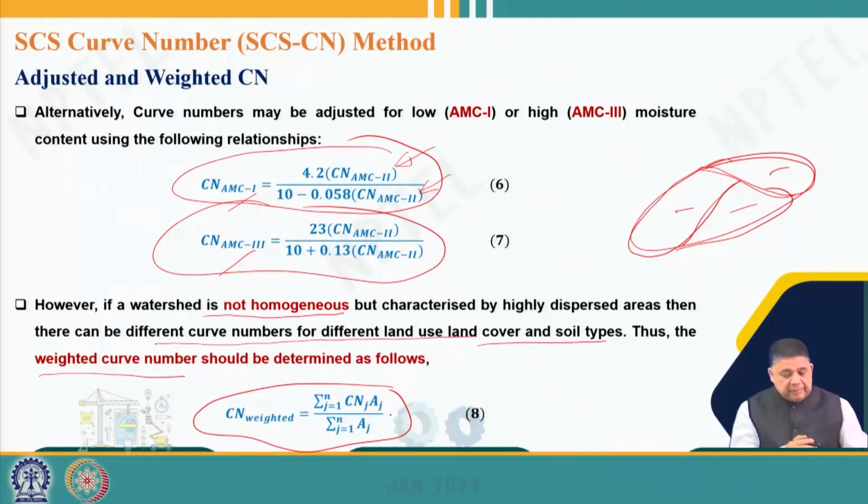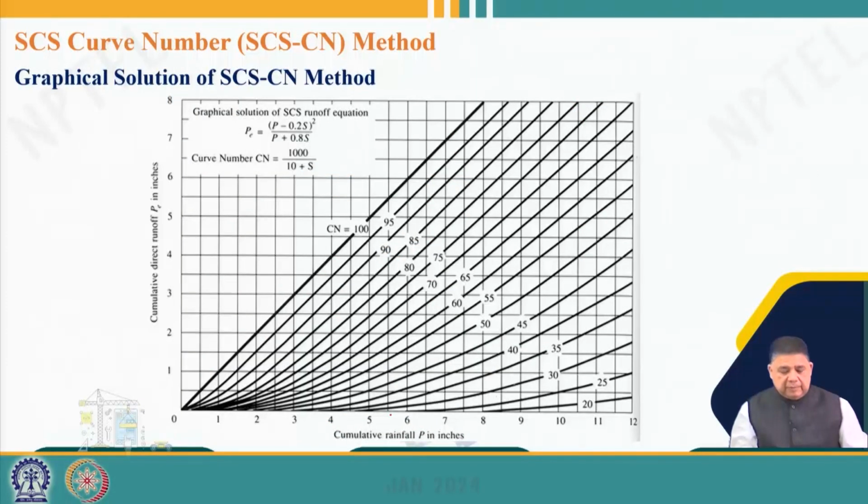So, that simply means that the steps are very clear, and when we take up the problems we can be very clear. And in earlier times when computational facilities were not good, a graphical solution was also developed, where you have cumulative direct runoff, cumulative rainfall, and for different curve numbers you have relationships.